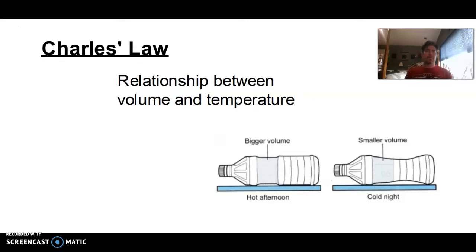Hello, Bobcats. Just wanted to go over a couple of details for Charles' law, which is the relationship between volume, which we talked about in another video, and temperature, which of course is the measurement of the motion of the particles, which is related to how hot or cold something is.